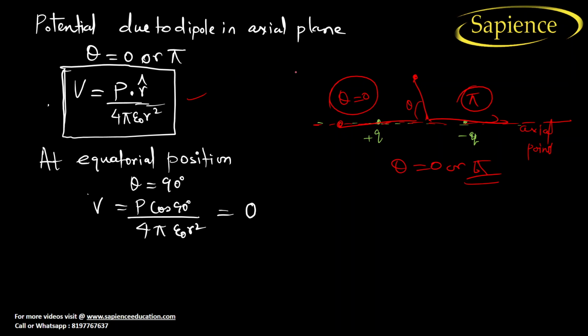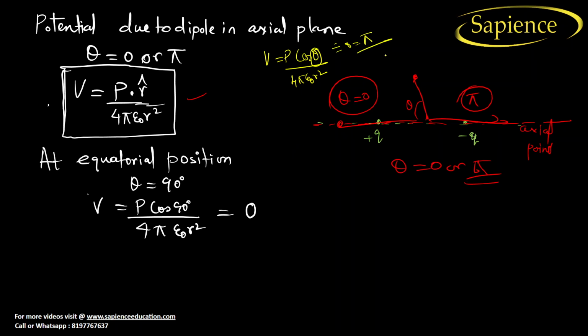Earlier we have derived that the potential is equal to P cos theta by 4 pi epsilon naught into R square. Now theta is equal to 0 or pi.